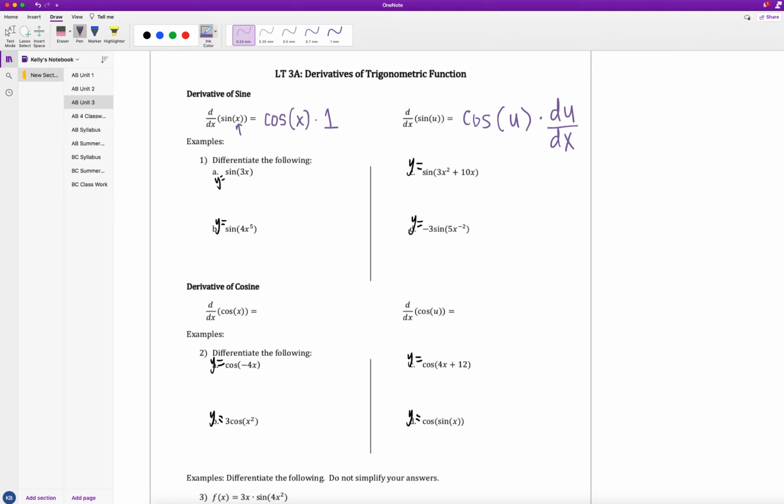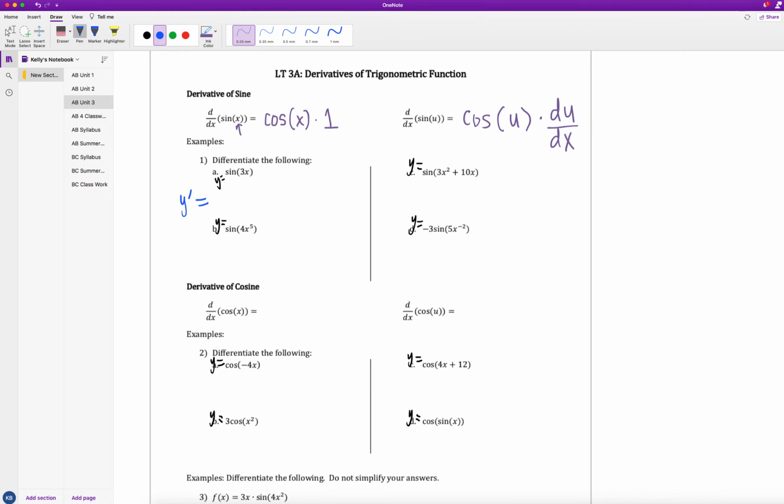Let's look at a couple examples here. So I did forget to label these in your notes, so please do add y equals to all of these since I need to have the function have a name. And we're asked to differentiate the following functions. That means that I want to find the derivative. So on part A, we're given the function y equals sine of 3x, and I want to differentiate that function. So I'm going to find what y prime, or the derivative of y, is equal to.